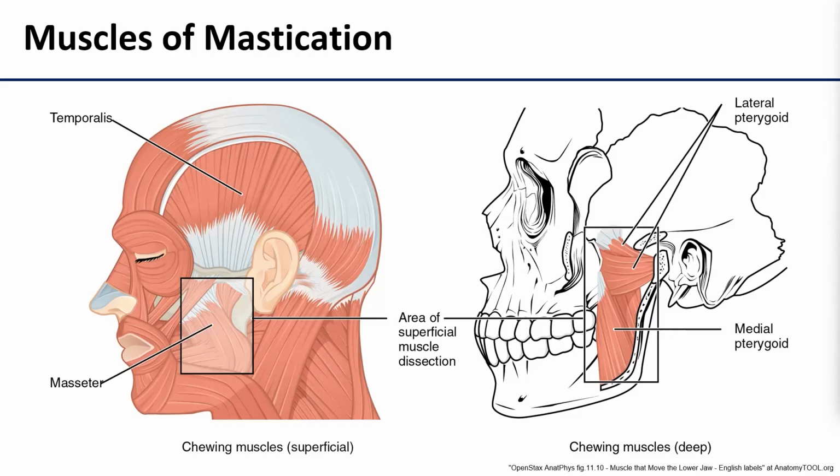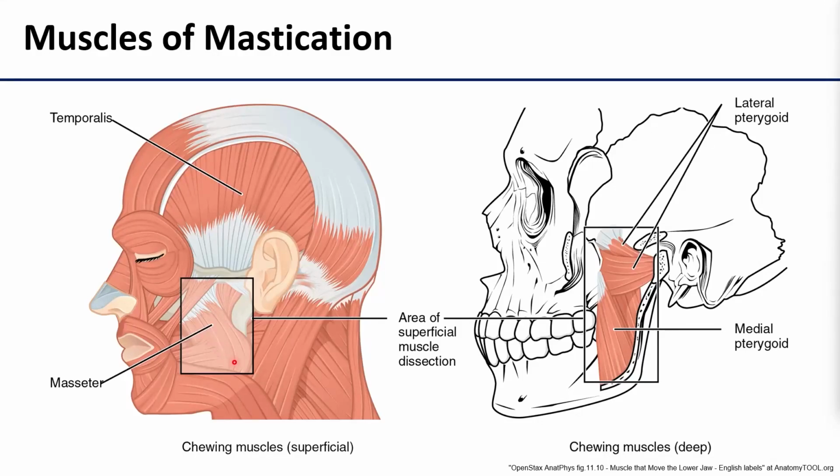All right, with that in our back pocket, let's start just by naming the muscles of mastication. There are two that sit in relatively superficial positions. So we've got temporalis here up in the temporal fossa, and the masseter, which attaches to the external surface of the mandibular ramus and the zygomatic arch. So this muscle right here.